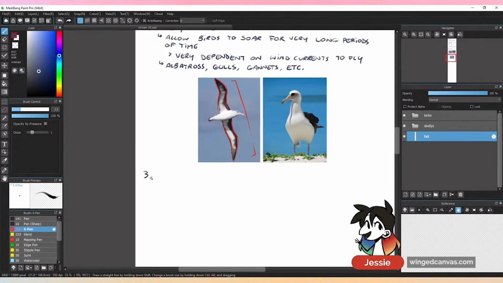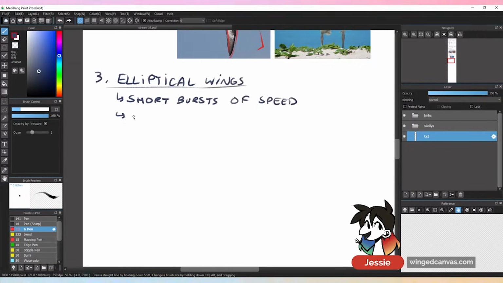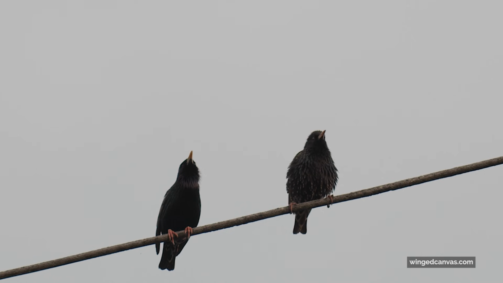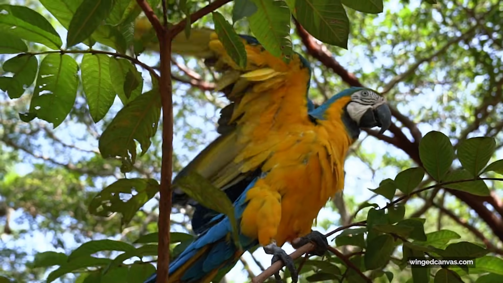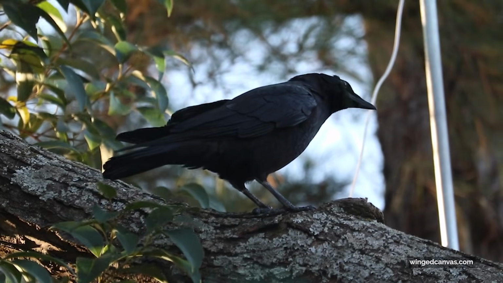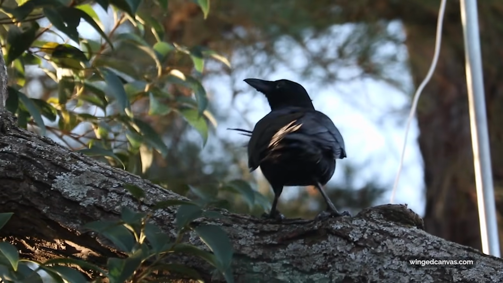The next set of wings we are going to be talking about are ellipticals. Elliptical wings are best for short bursts of speed, and they allow for really tight maneuvering and fast takeoffs, but the speed cannot be maintained. They can go really fast, take off really fast, and maneuver around things really easily, but they can't keep that speed forever.